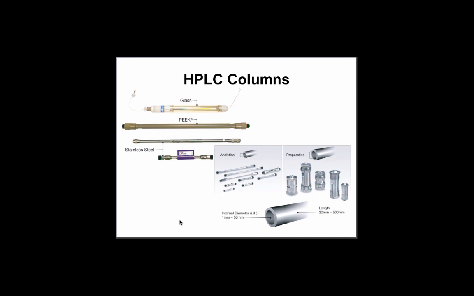So the thinner the column, or the narrower the bore, typically used for analytical separations. And then if you're trying to separate large quantities, you use a preparative column, which is much wider. Columns aren't terribly long. Some can be very short, as short as maybe 20 millimeters. I've never seen a half meter HPLC column, but most of them might be on the order of 30 or 40 centimeters.